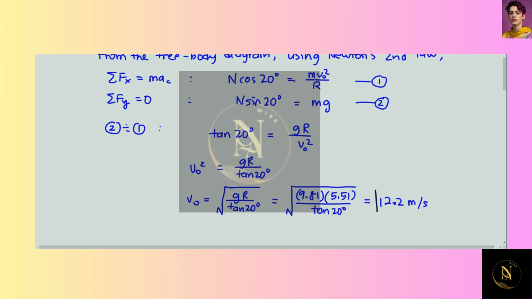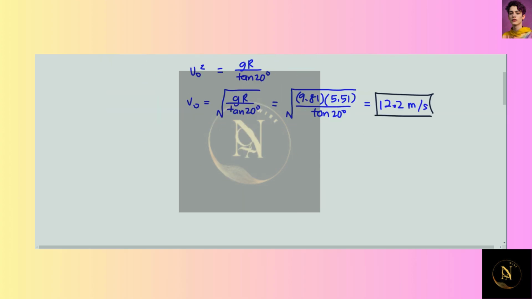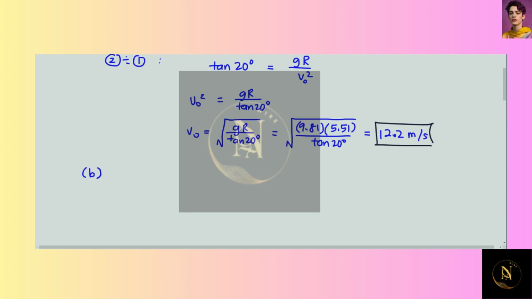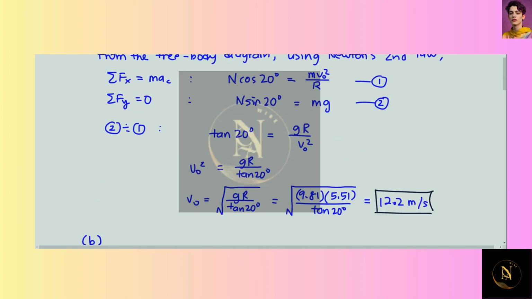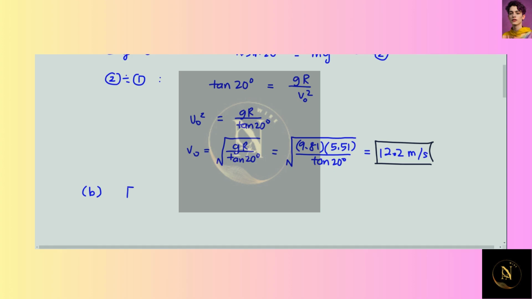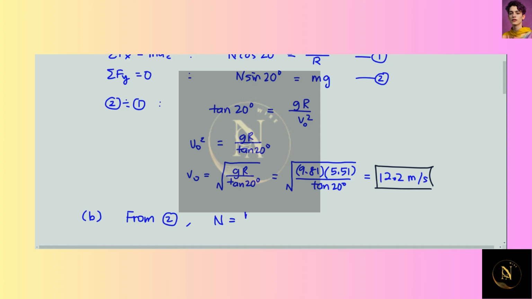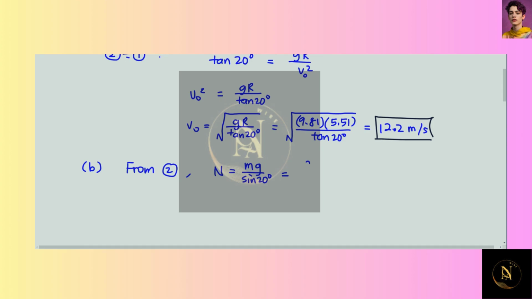Then part B, what's the normal force? If you look back at our equations, we can use equation 2. N equals mg divided by sine 20 degrees, which equals 80 times 9.81 divided by sine 20 degrees. You do this calculation, you get 2290 newtons. So this is the answer for part B, and that's all for this question.